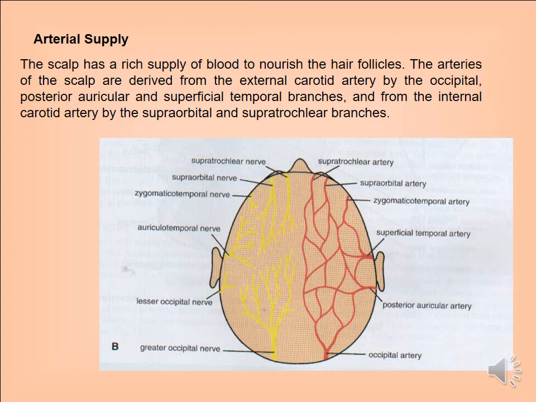The arterial blood supply of the scalp: the scalp has a rich supply of blood that nourishes the hair follicles. The arteries of the scalp are derived from the external carotid artery by the occipital artery, posterior auricular artery, and superficial temporal branch, and from the internal carotid artery by the supraorbital and supratrochlear branches of this artery.